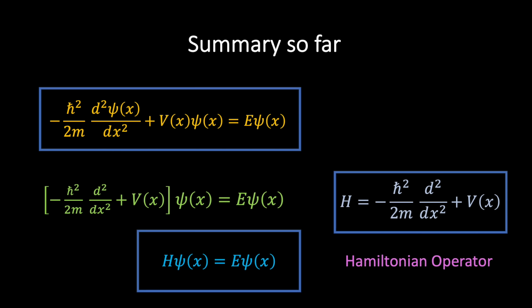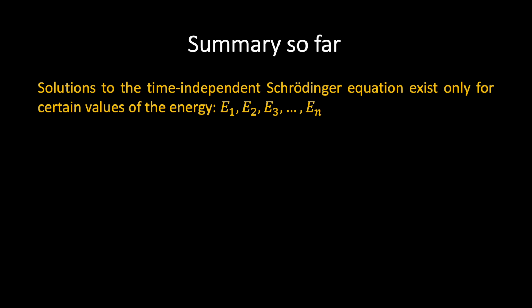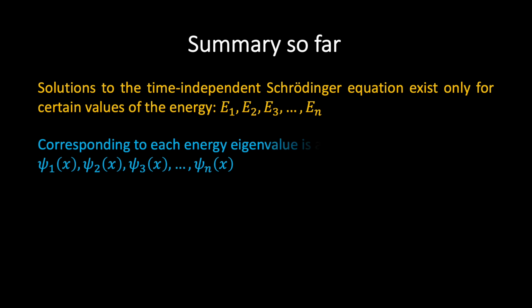is well defined. We also found that acceptable solutions to the time-independent Schrödinger equation exist only for certain discrete values of energy, and these energies are precisely the energy eigenvalues that we've already referred to, and corresponding to each eigenvalue is an energy eigenfunction, which is a solution to the time-independent Schrödinger equation for a given potential energy function.